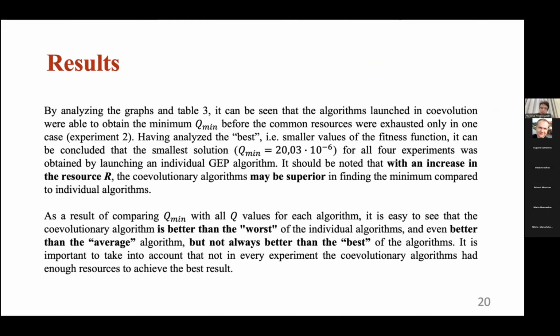Having analyzed the best, smallest values of the fitness function or objective function, it can be concluded that the smallest solution for all four experiments was obtained by launching the individual gene expression programming algorithm. It should be noted that with an increase in the shared resource, the coevolutionary algorithms may be superior in finding the minimum compared to individual algorithms. As a result of comparing the minimum of the objective function with all values for each algorithm, it is easy to see that the coevolutionary algorithm is better than the worst of the individual algorithms, and even better than the average algorithm, but not always better than the best of the algorithms.